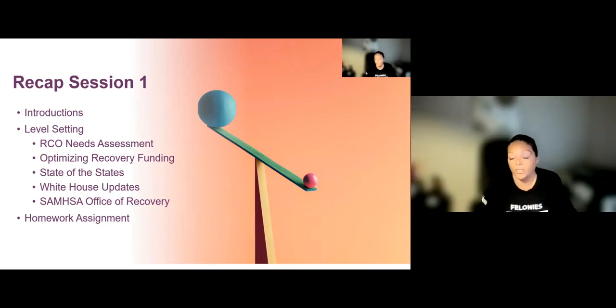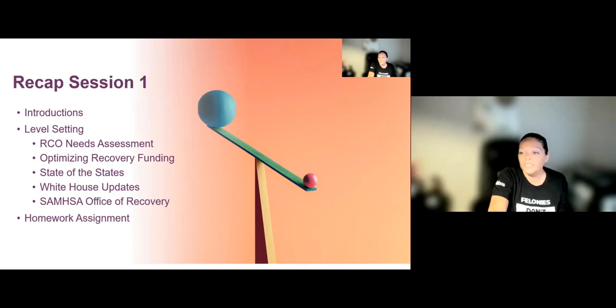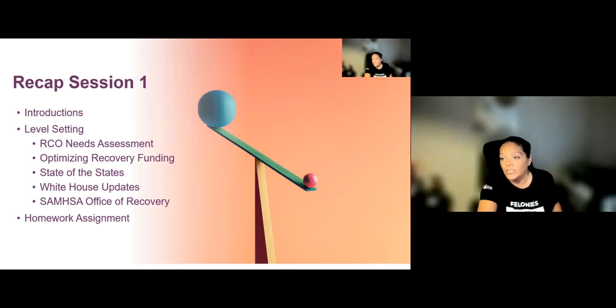So you guys can take a look at that on your own if you'd like to. The different types of recovery support services identified were peer drop-in centers. I'm just going to recap briefly. Peer drop-in centers, recovery organizations, peer support, employment support, education support.